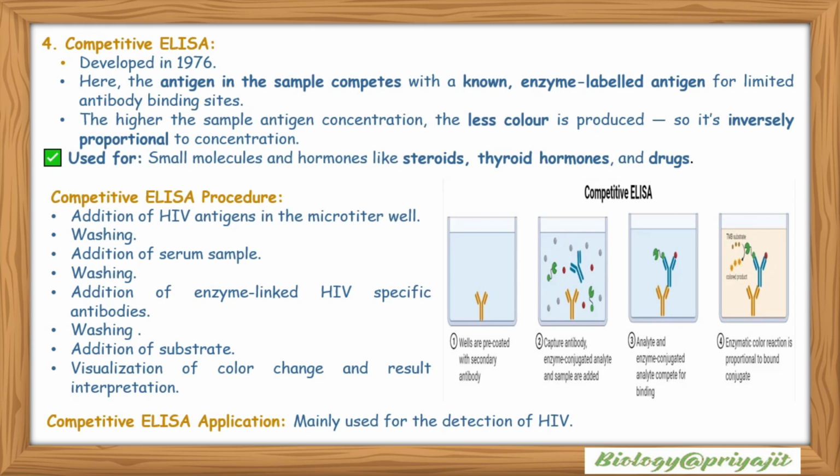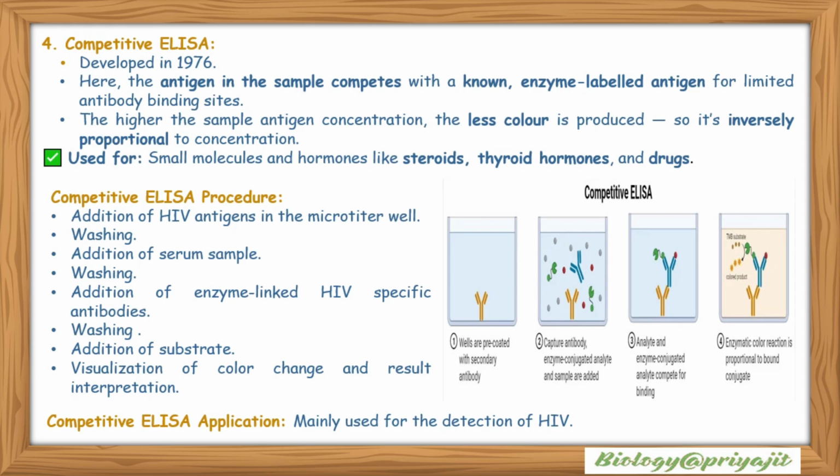Hence, after the addition of substrate, there won't be a color change, indicating a positive test, and vice versa. Competitive ELISA was developed in 1967. Here the antigen in the sample competes with a known enzyme-labeled antigen for limited antibody binding sites. The higher the sample antigen concentration, the less color is produced. So it's inversely proportional to concentration. It is used for small molecules and hormones like steroids, thyroid hormones and drugs.